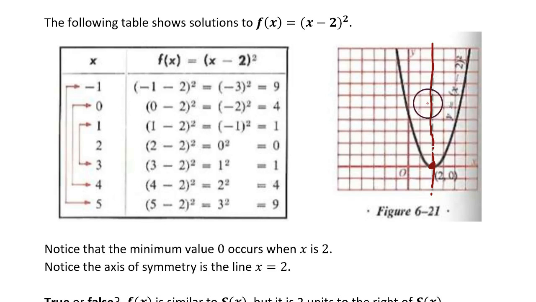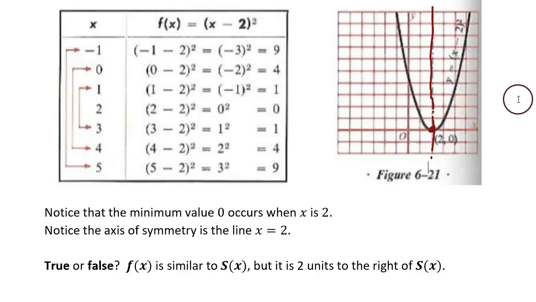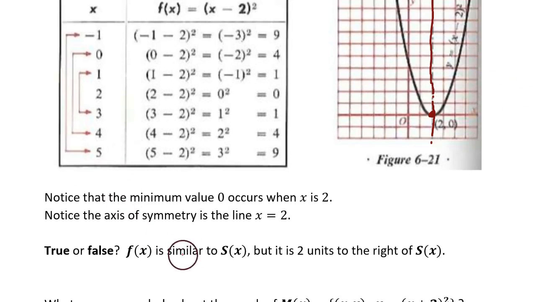The side of the parabola to the left of that line is the mirror image of the right side of the parabola. True or false? f of x is similar to function s, but it is 2 units to the right of function s. That's true.